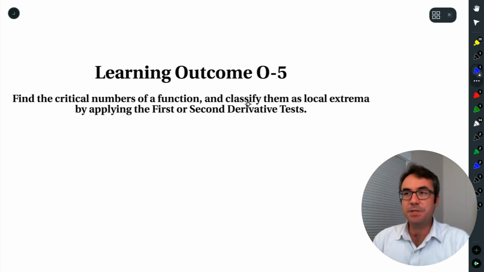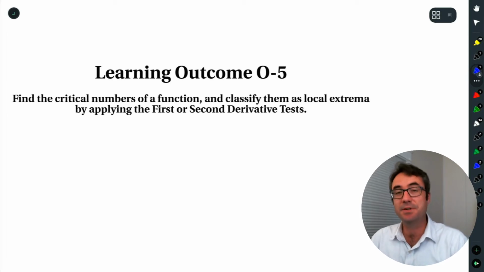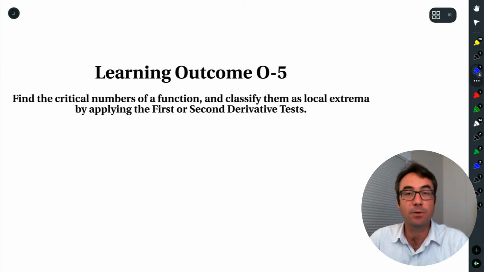But then really the new material is once we have our critical numbers, we want to be able to classify them as either a local max, local min, or neither. And so we're going to see two tests on how we can classify them. There's the first derivative test. So we can use our first derivative to help us classify whether a critical number is a local max or local min. Or there's the second derivative test. That can also be used. So we're going to look at both tests.